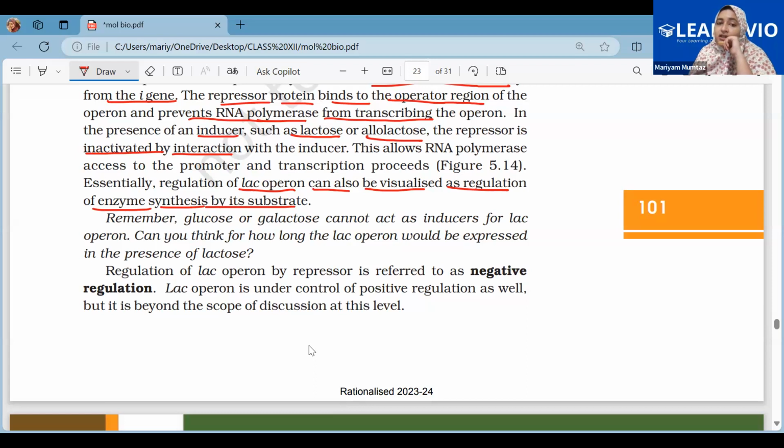Remember, always remember that glucose or galactose cannot be used as an inducer for the lac operon. Why? Because this is the lactose operon. So the inducer will always be lactose.